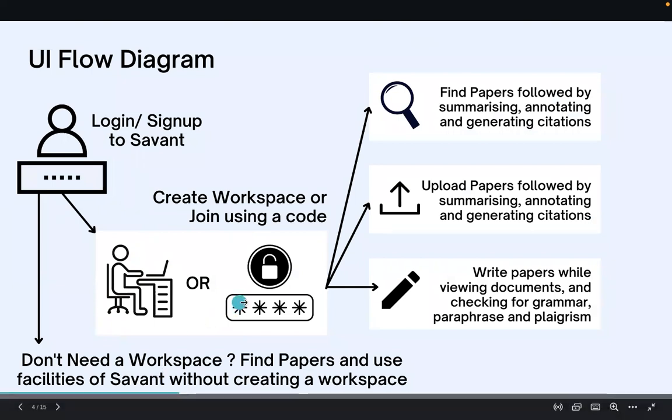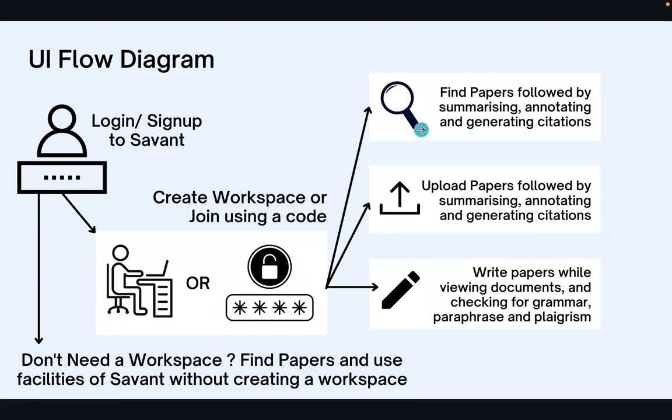When a workspace is created or joined using a code, three options are given to the user: finding papers, uploading papers, and writing papers. In writing papers, a text editor is shown in which there is continuous checking for grammar, paraphrasing, and plagiarism, along with a chatbot to ask certain questions which can help the writer perform better. In the find and upload options, we have summarizing, annotating, and generating citations options.